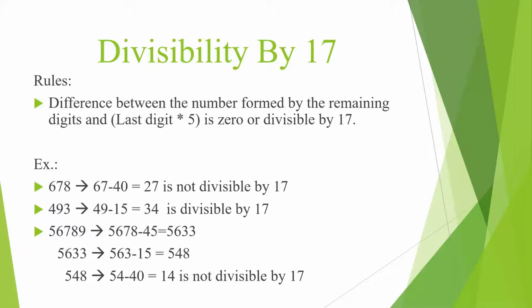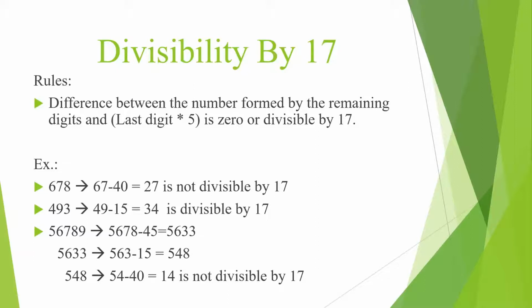Now let's get into an example. 678. Ignore the last digit, we will get 67. And the last digit into 5, that is 8 into 5 equal to 40. 67 minus 40 is equal to 27, which is not divisible by 17. So 678 is also not divisible by 17.